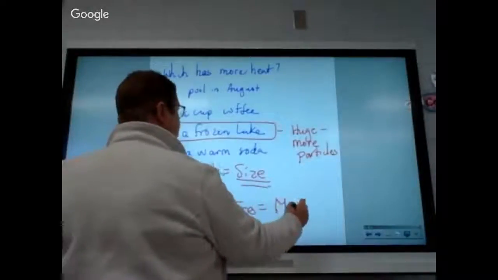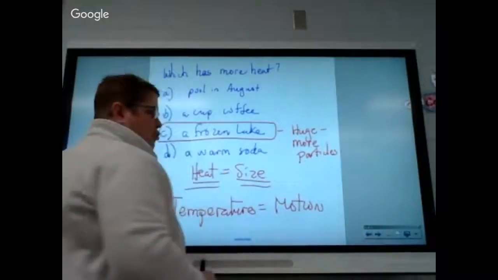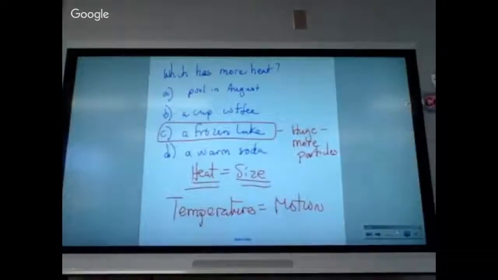Now, temperature is about motion. The faster the particles move, the higher their temperature is. But heat is about size. So the bigger the sample size, the more heat it's going to have. Even though that lake is frozen, it still has more heat than that pool in the middle of August that we all jumped into that was like bath water. Everybody there?